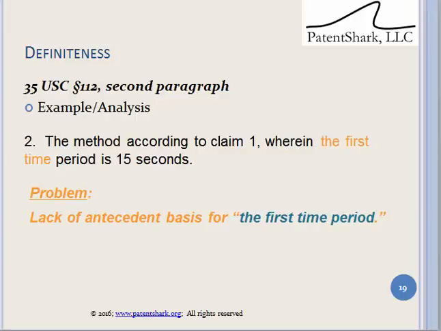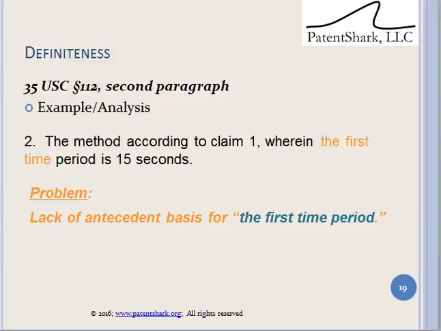How about claim 2? Let's say that claim 2 states the method according to claim 1, wherein the first time period is 15 seconds. Again, this is an antecedent basis issue because the claim states the first time period. It should state a first time period because this is the very first instance that this term is being introduced into the claims.